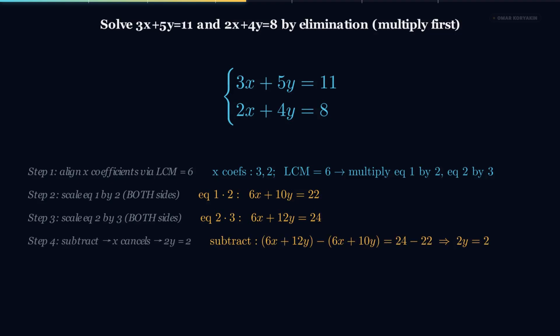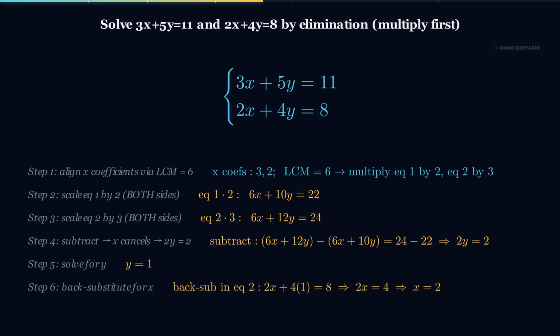Step 4. Subtract the first new equation from the second new equation. Left side: 6x plus 12y minus the quantity 6x plus 10y equals 2y. Right side: 24 minus 22 equals 2. The combined equation is 2y equals 2, so y equals 1. Back substitute y equals 1 into either original equation. Use the second: 2x plus 4 times 1 equals 8. 2x plus 4 equals 8. Subtract 4: 2x equals 4. Divide by 2: x equals 2.